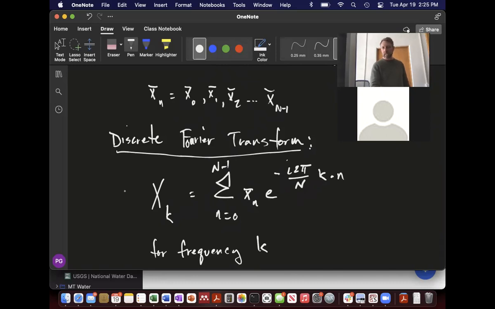All right, so this is an important equation for us. We're going to code this one up. This is the discrete Fourier transform. It gives me the value of the Fourier series for this sampling frequency. So if I calculate the Fourier transform for a bunch of different frequencies k, I'm going to get the portion of the signal that comes from that given frequency.